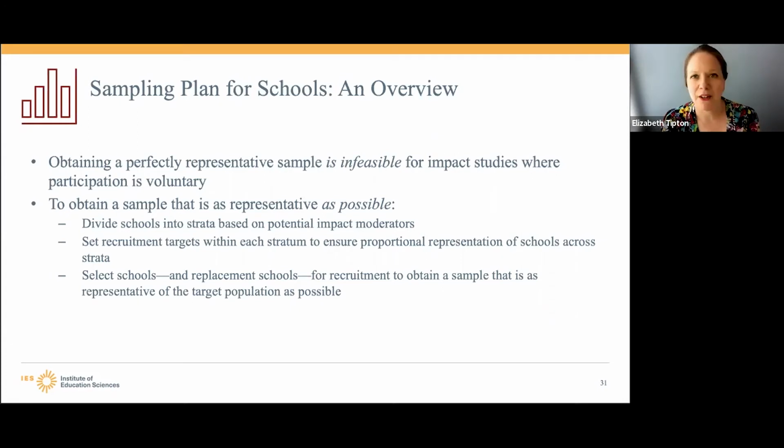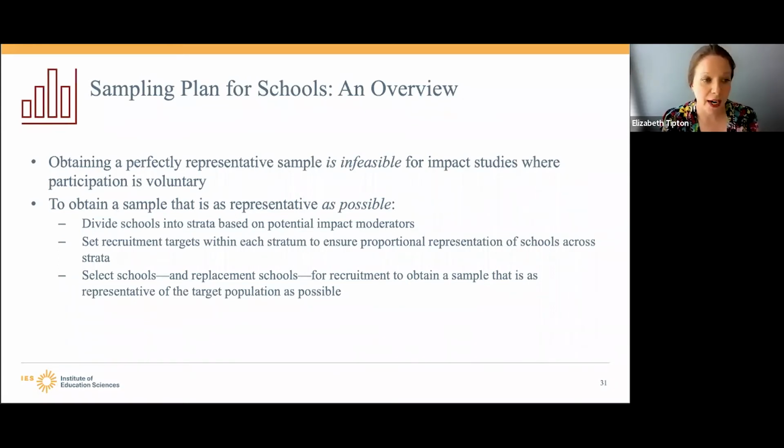something we've kept in mind throughout this entire guide is the idea of don't let the perfect be the enemy of the good. So I'm going to begin by saying that obtaining a perfectly representative sample for impact studies in which we have voluntary participation is completely infeasible. We know that going in, but it doesn't mean that we're not going to try our best. So what we're trying to do is obtain a sample that's as representative as possible. And the strategy we're going to use is fairly simple.